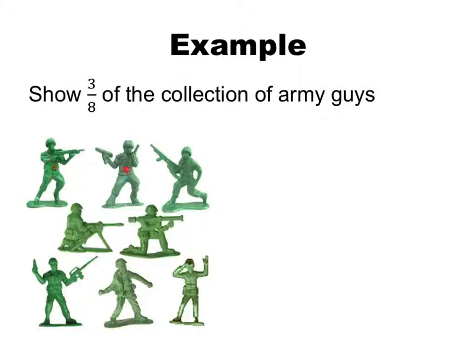So we have 8 Army guys here. Each one of those is 1/8 of the collection, and so 3/8 of the collection would just be 3 of those Army guys. We can select any of those Army guys. And so the point here is that when we divide our whole up into 8 equal pieces, we're considering each Army guy to be equal to every other Army guy, even though they aren't identical.